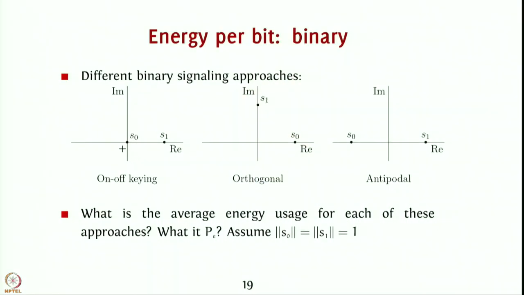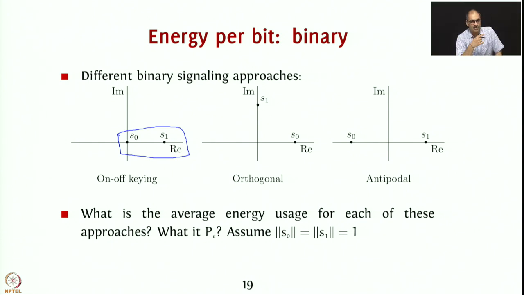So, sticking to binary signaling, because once you understand binary signaling, M-ary signaling is just an extension of this. I mentioned that the dimension of your signaling can be at least one, at most two. For example, this particular signaling is what we saw just now. It's on-off keying, where you place your S0 at 0 and you place your S1 at 1. So in this case, you saw that the Q is basically norm S1 by 2 sigma in this particular notation.